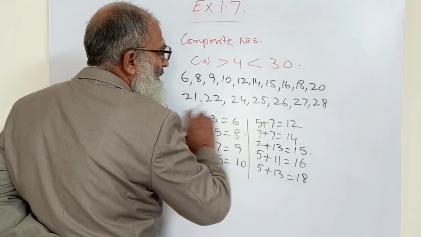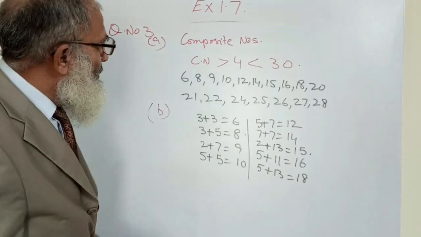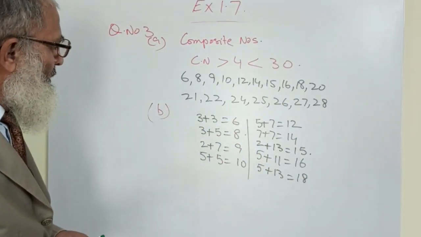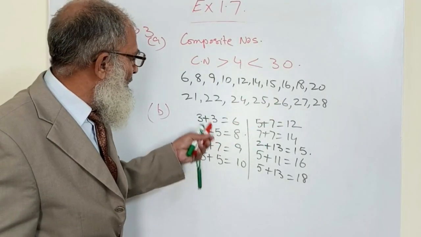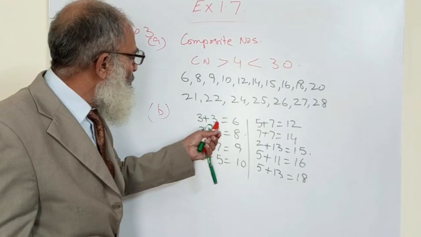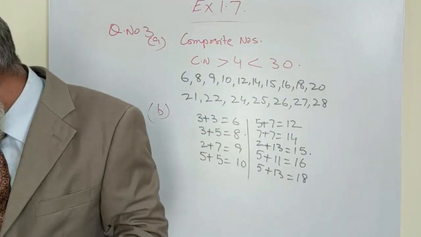So my dear students, you can make all these possibilities. I end here, but you can try yourself to get each and every number by the sum of a pair of two prime numbers. I proceed to the next question now.